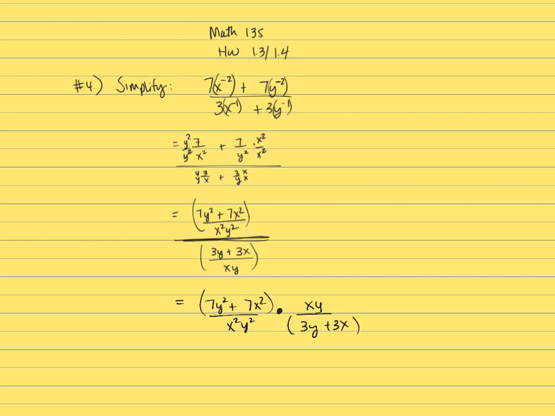Okay, and now my xy can cancel with one of the x's in the denominator and one of the y's in the denominator. Okay, and so then what do we get? We could factor out a 7 in my numerator, so I'd get x squared plus y squared all times 7, and factor out a 3. And then we have our xy, and then we have our y plus x. All right, and that one is done.